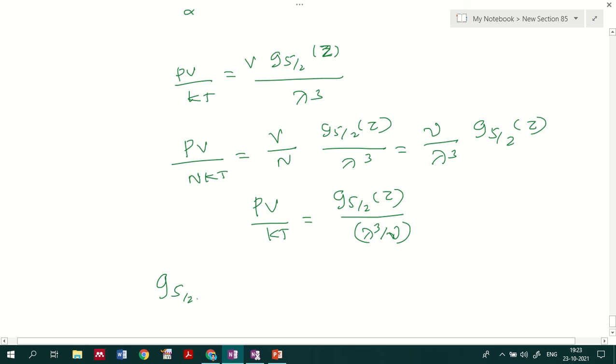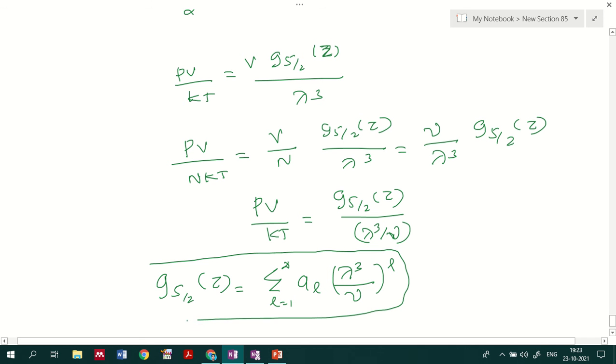So g phi of 2 of z, which is equal to what? It is equal to sigma over l equal to 1 to infinity of a_l lambda cubed divided by nu raised to l. Which we call the virial coefficient, a_l. Hope you remember what the virial coefficient was.